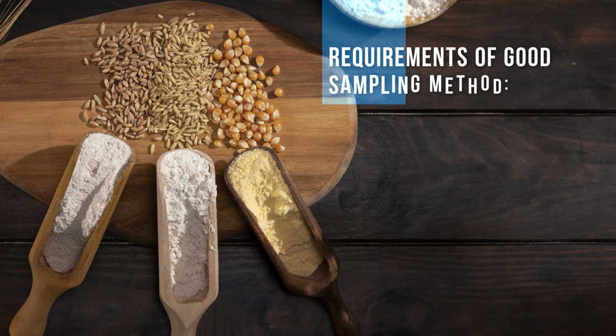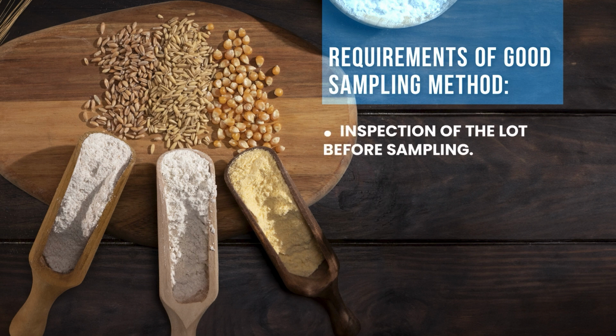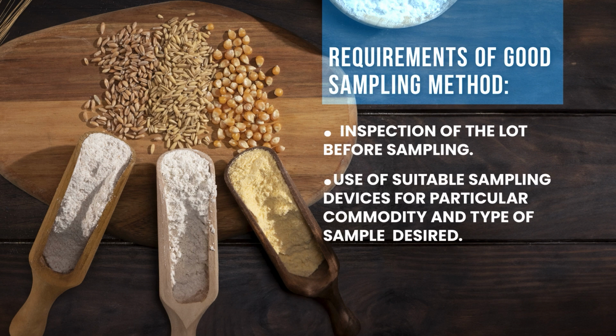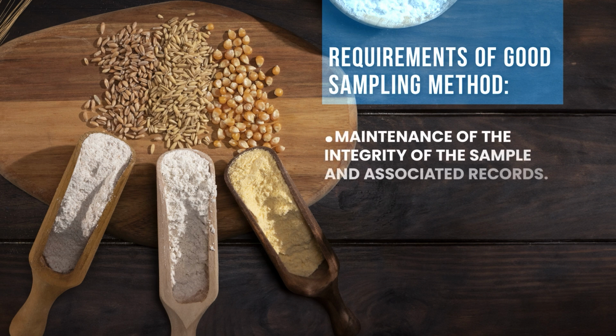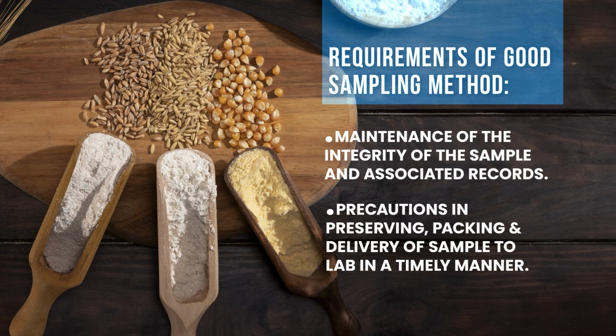So, requirements of a good sampling method, let us talk about it after having seen probability and non-probability sampling. The first is inspection of the lot before sampling. Use a suitable sampling device for drawing the sample. Use suitable containers to hold the sample. Maintain the integrity of the sample and associated records. This is very, very important. Precautions in preserving the sample.